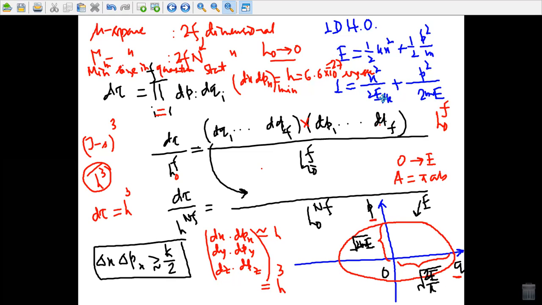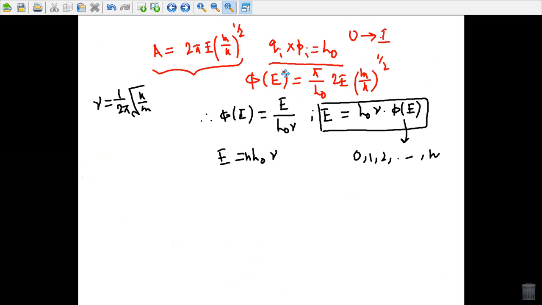So for the energy range 0 to E, the phase area A is equal to pi ab, that is pi times 2E by k times 2mE to the power half, or 2 pi E root m by k. Each phase cell has an area h0, and hence the number of phase cells in the energy range from 0 to E will be phi as a function of E, which is nothing but pi by h0 times 2E m by k to the power half.